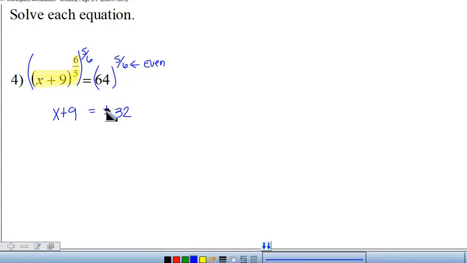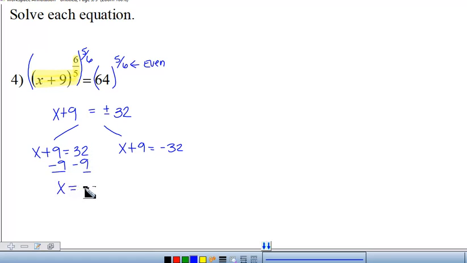And because it has a plus or minus sign on it, again, we need to break it into two separate problems. X plus 9 equals positive 32. X plus 9 equals negative 32. If I subtract 9 on this left equation, I get x equal to 23. And when I subtract 9 in this right equation, I get x equals negative 41.